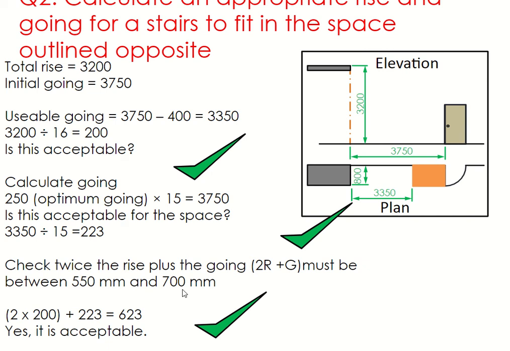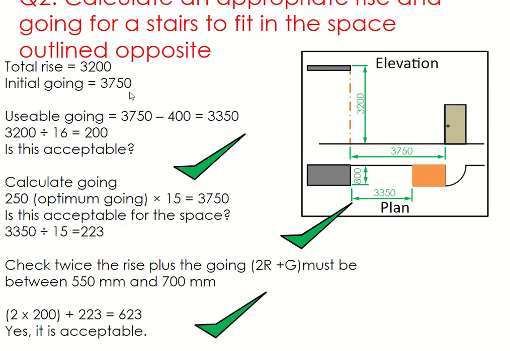So, guys, as you can see, there are 3 steps to calculating the measurements for a stairs. If you were building a new house and you were getting someone to make stairs for you, and they asked you what the measurements were, they would first want the total rise and the initial going, which we were already given because we can't physically measure it. So 3,200, and then the going was 3,750. Then they would also want you to tell them what the usable going is for each step.